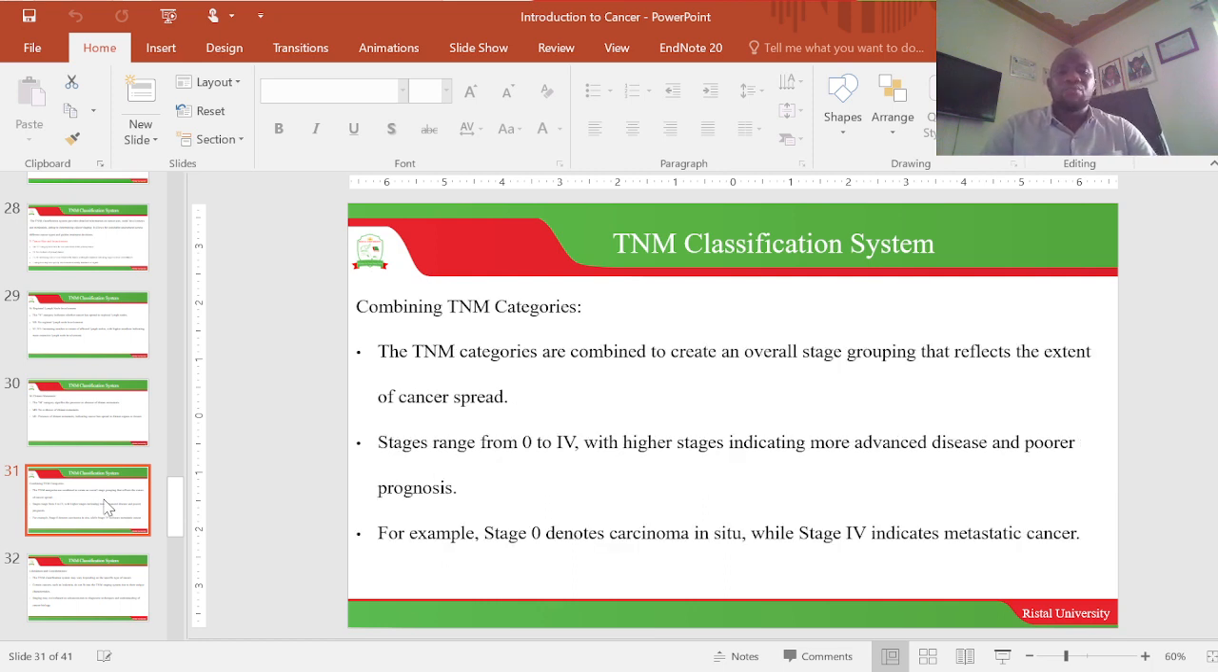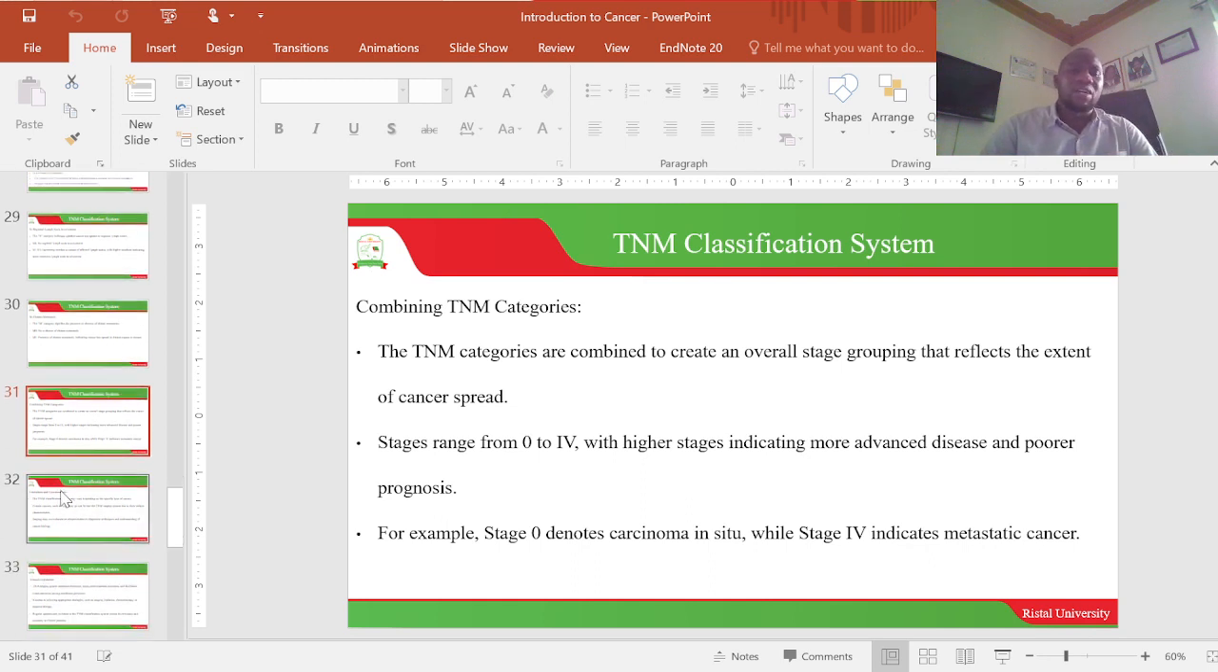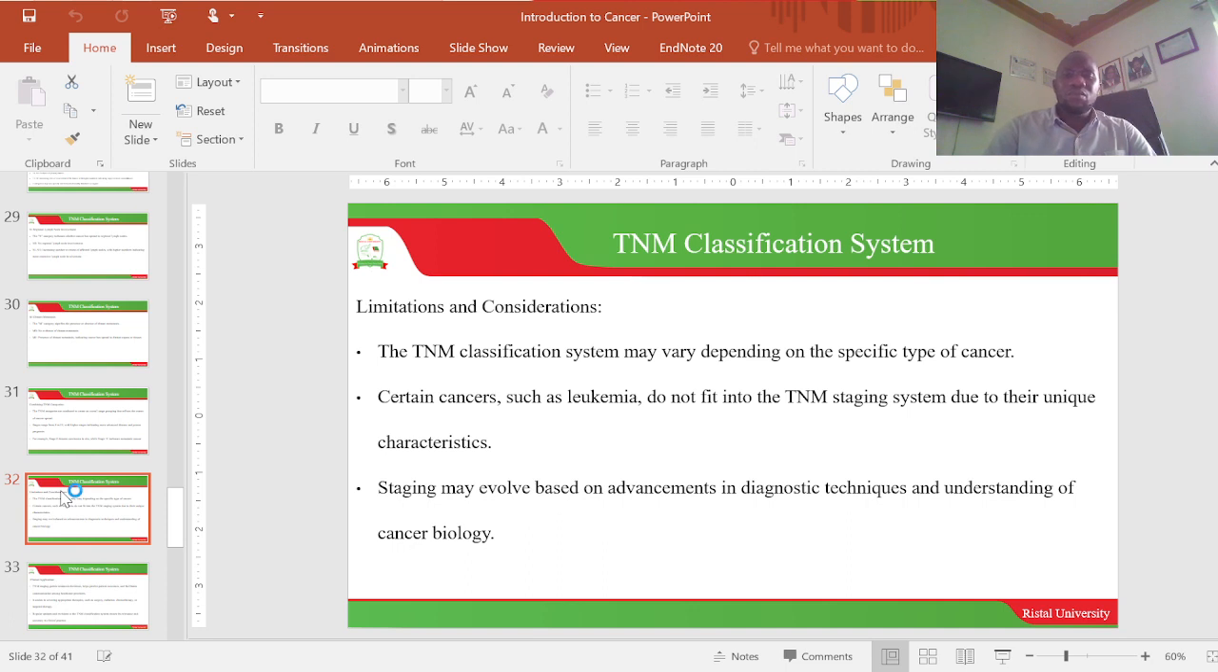So often you may not use the TNM classification system alone. Okay, you may use other classification systems also in combination. So that is basically what is being referred to here. It has limitations. One, of course, not all cancers will actually progress in the same way, so it may not really apply to certain cancers. And then certain cancers, such as leukemia, will not really fit to be described using the TNM classification system.